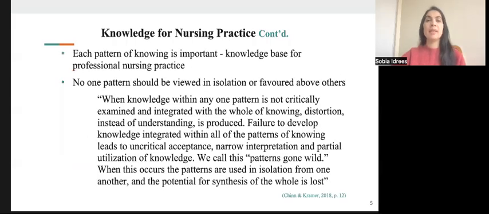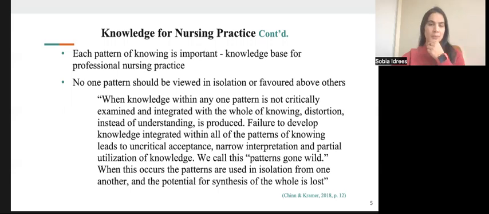Now, it is very important to understand what Chinn and Kramer in 2018, other renowned scholars, critiqued about Carper's patterns of knowing. They argued that each pattern of knowing is significant for nursing practice. We can't just focus on or give importance to one pattern over the other. All four patterns make the foundation of nursing knowledge collectively. So nurses should not rely on or see one pattern in isolation when they require knowledge in their daily nursing practice.